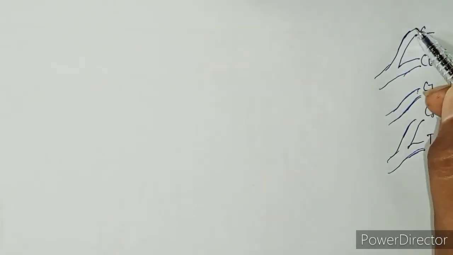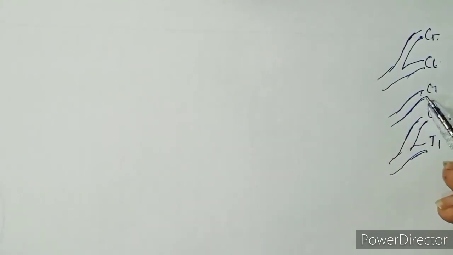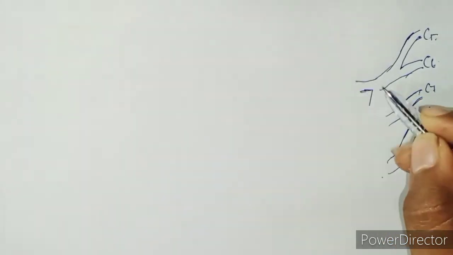We have seen the roots and trunks. What are the roots? C5, C6, C7, C8 and T1. C5 and C6 united to form the upper trunk. C7 alone forms the middle trunk. C8 and T1 united to form the lower trunk. Now each trunk is going to give two divisions.